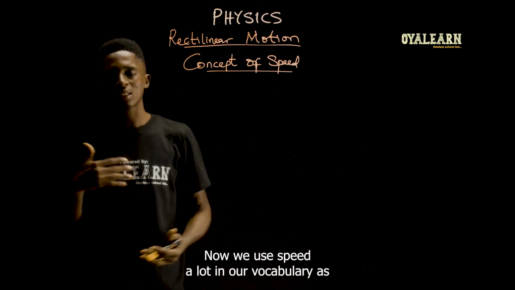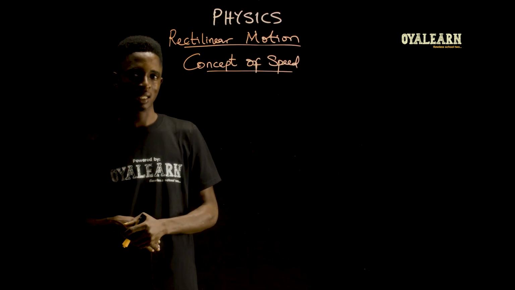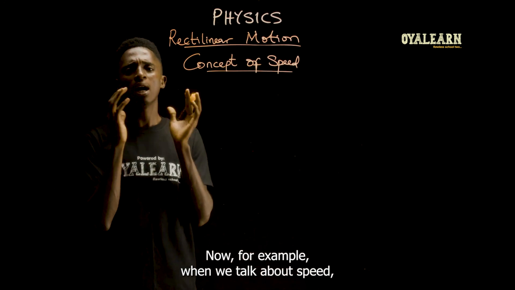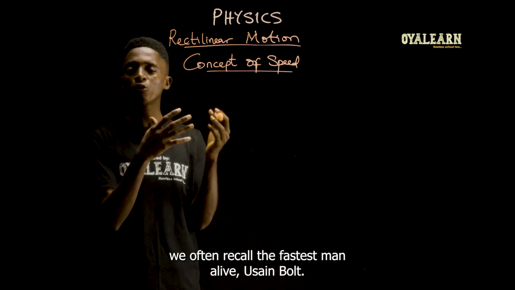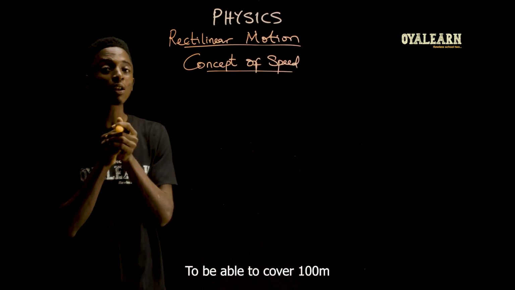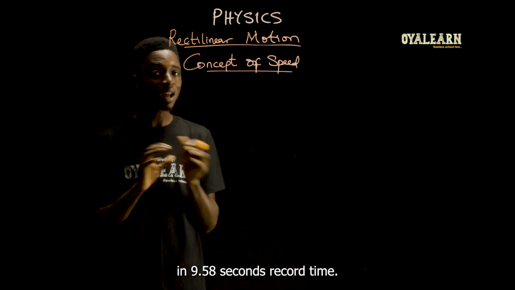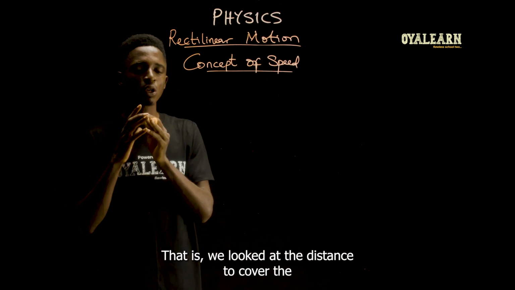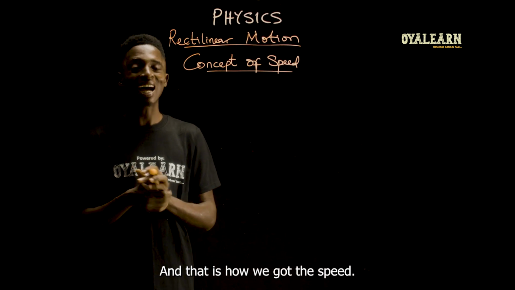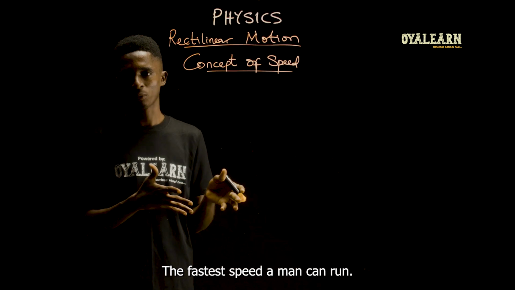Now, we use speed a lot in our vocabulary as how fast or how slow an object is. But let's look at it from how physics sees it. For example, when we talk about speed, we often recall the fastest man alive, Usain Bolt, who was able to cover 100 meters in 9.58 seconds. Record time, okay? That is, we looked at the distance he covered there and the time it took for him to cover it. And that is how we got the speed, the fastest speed a man can run, okay?